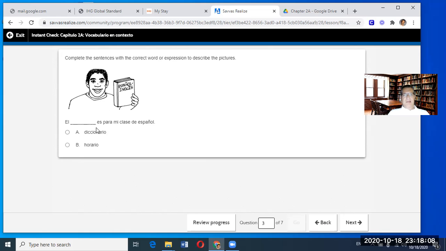El blank es para mi clase de español. Diccionario o horario? Dictionary or schedule? The blank is for my Spanish class. What do you need? A schedule or a dictionary? Diccionario. El diccionario es para mi clase de español.